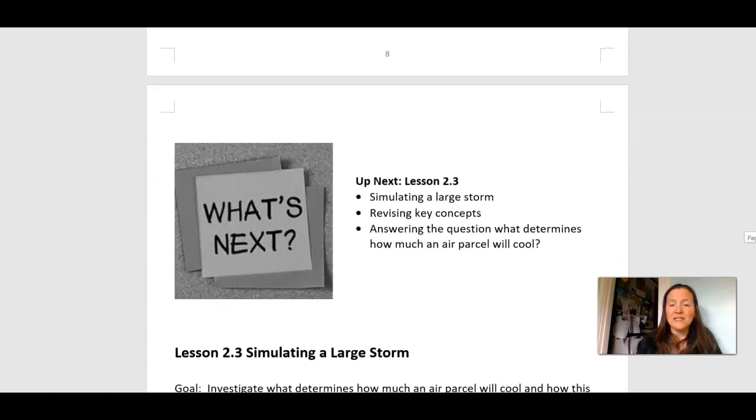And what is next? 2.3, we're going to simulate a large storm, so we're going to be in the sim. We're going to look at some key concepts and maybe rethink a little bit about the key concepts with our new information. And we're going to try to continue answering the question, what determines how much an air parcel will cool?